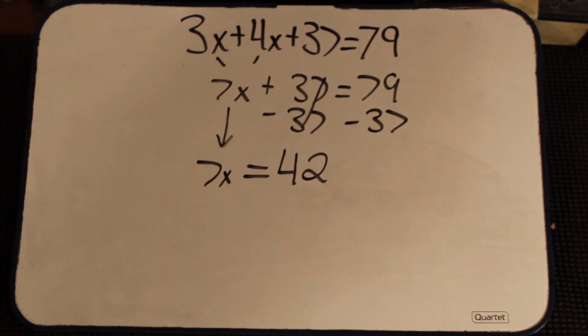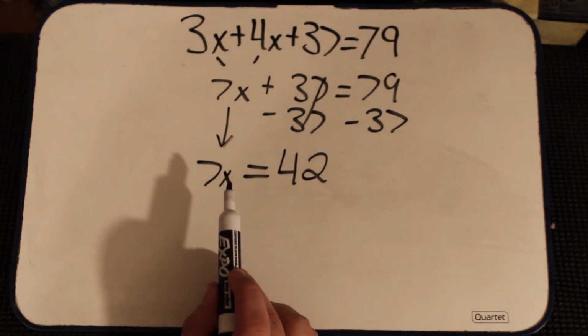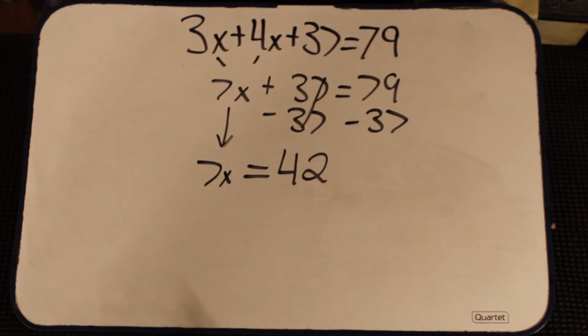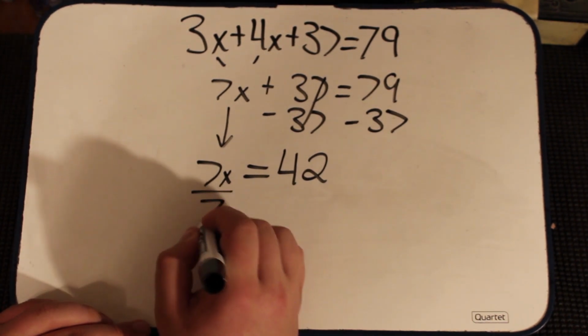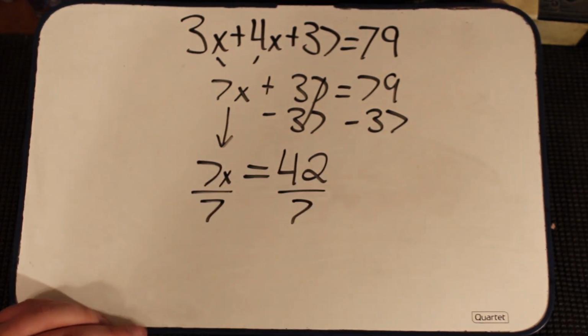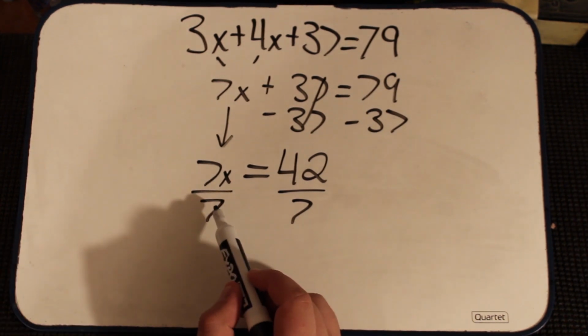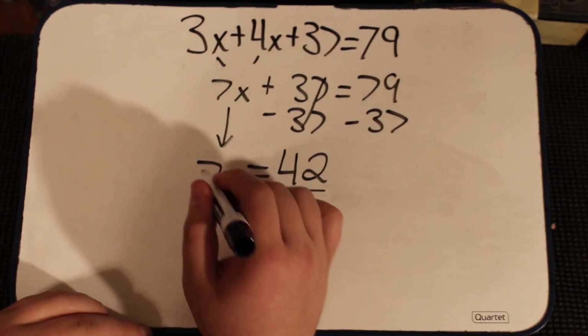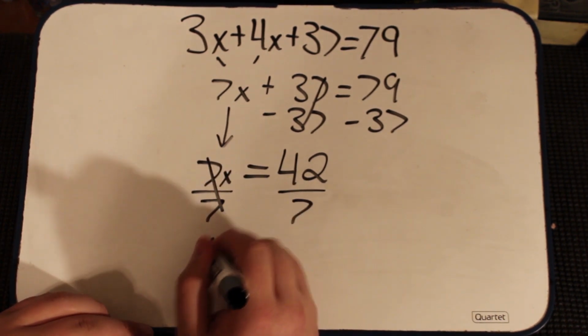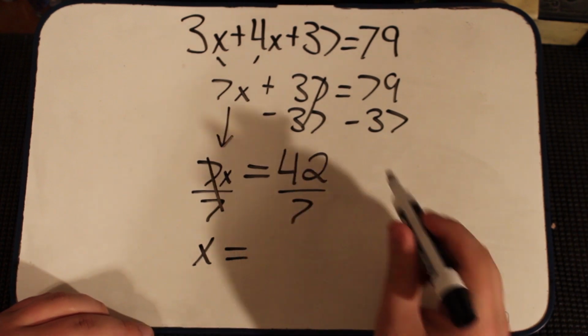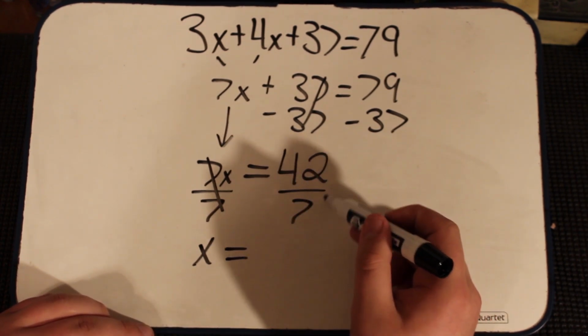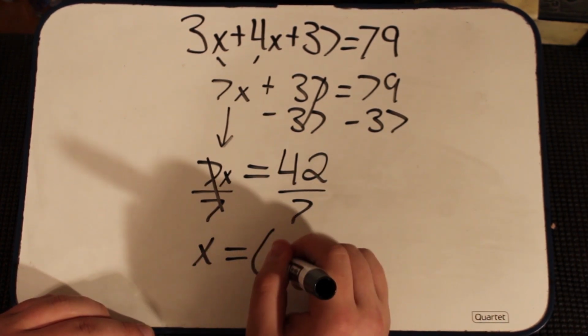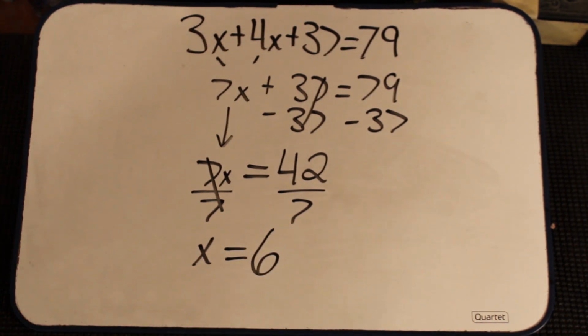Now, all I have left is one more step. I have 7 times x, or 7x. So in order to undo the multiplication that we have going on here, we're going to divide. And we're going to divide by 7 because that's the only number standing in the way of us having that x by itself. When we divide by 7, these are going to cancel out, so we drop our x down. And 42 divided by 7 would be 6.